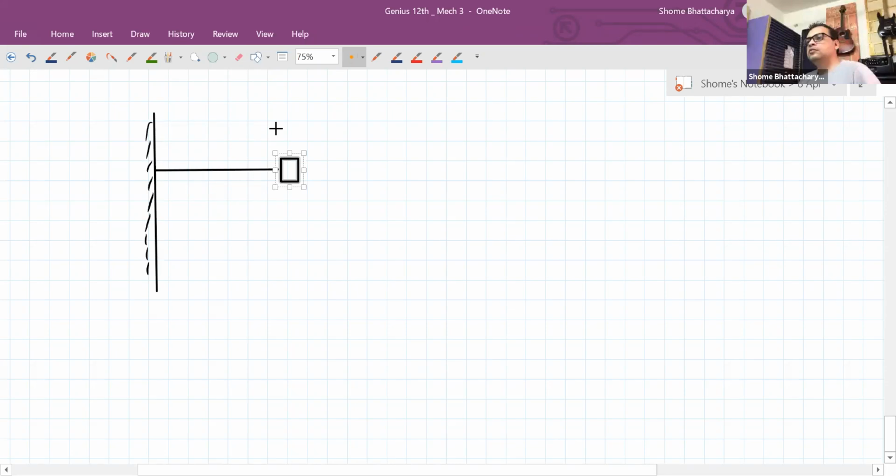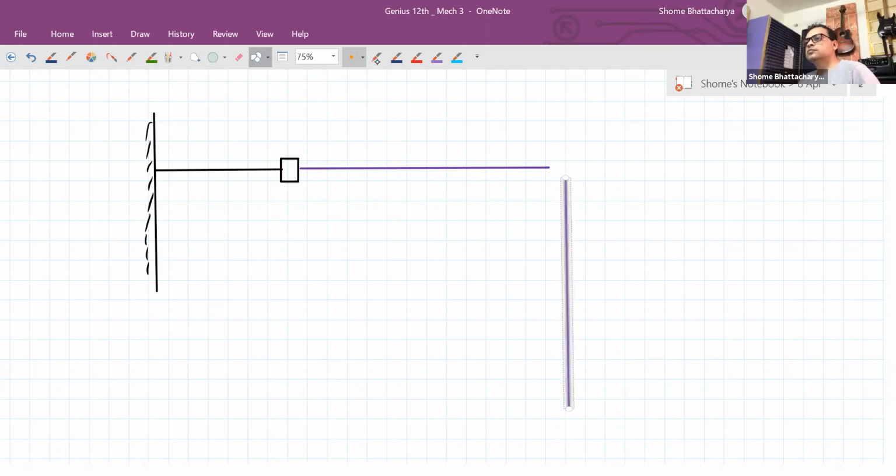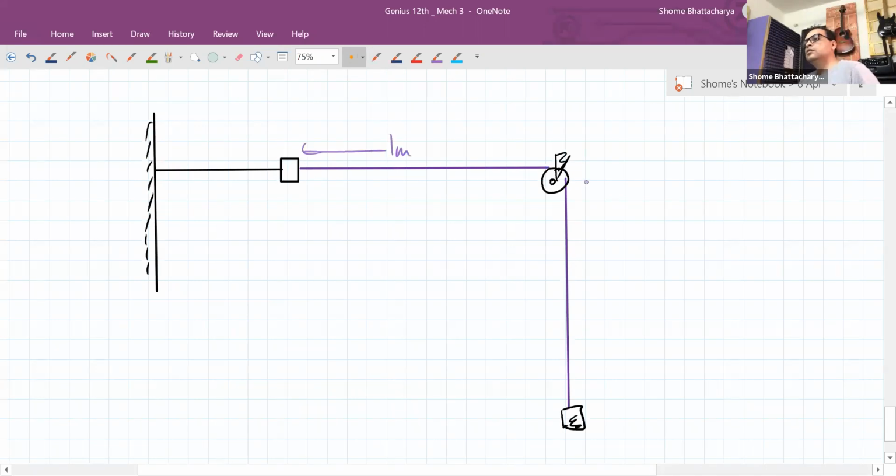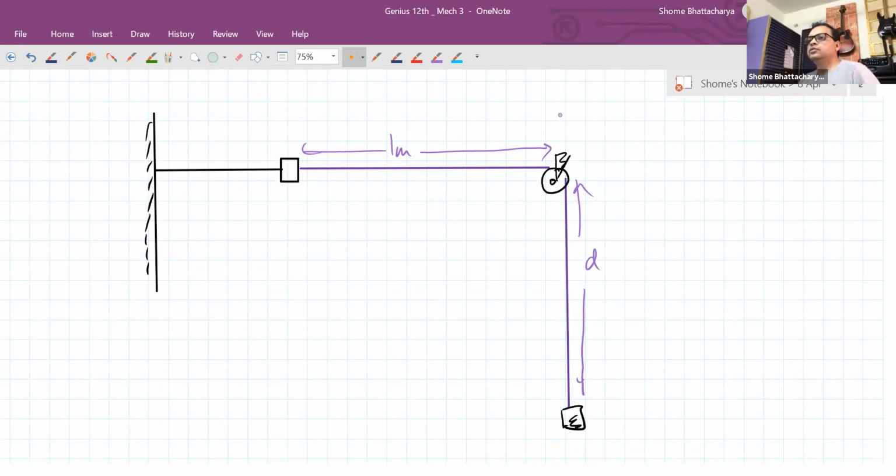So I'll just label the thread with a different color, then it will become clear to you. Okay. So this thread was like this, no? Okay. So this thread length is constant, no? So this is 1 meter plus whatever, let's say D. Okay, good. So I'm just illustrating for the others also.